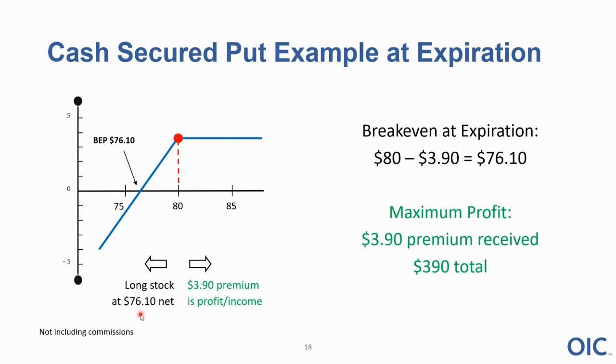So it's certainly up to the individual investor as to what to do with that long stock position. But the maximum profit is simply going to be realized when the position expires worthless, and that would occur typically when shares finish above the $80 level.